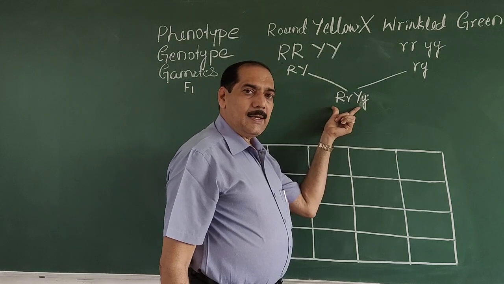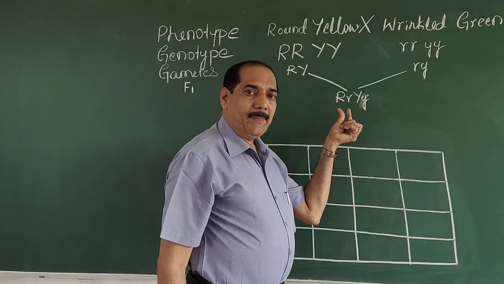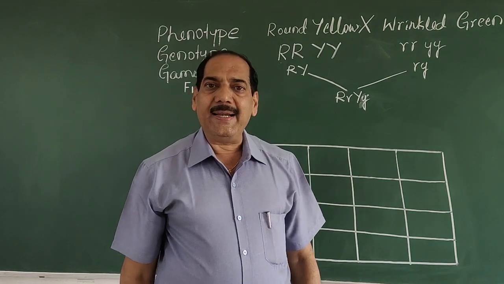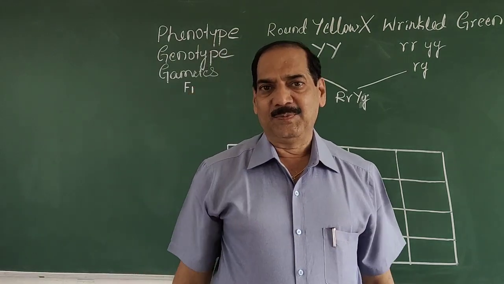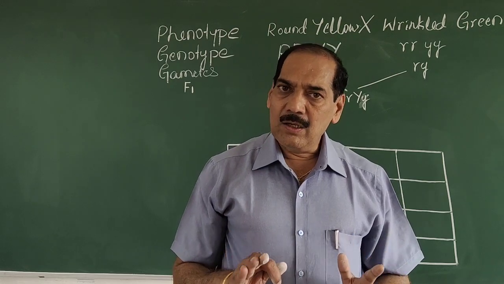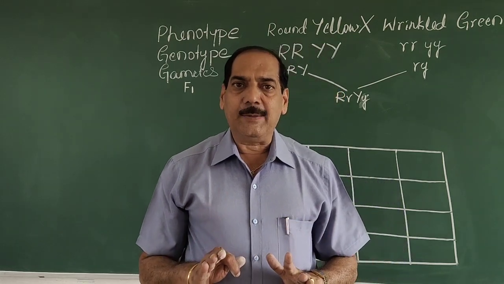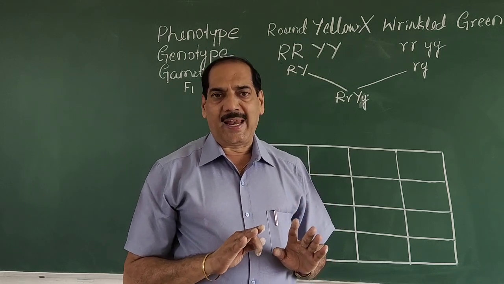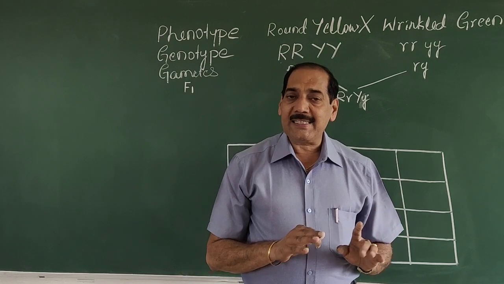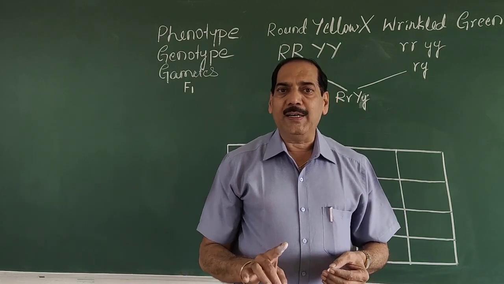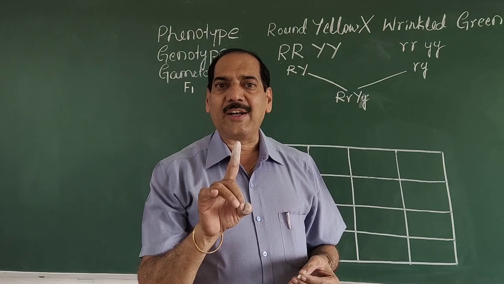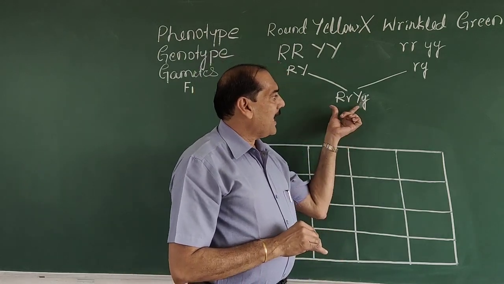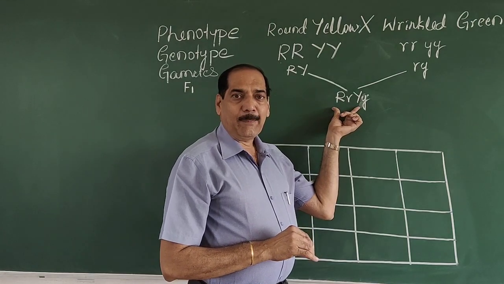See here, this plant is called hybrid. What do you mean by hybrid? Hybrid is an offspring produced by a crossing of two different plants or two animals. They should differ in one or more alternate characters, that we call a hybrid. Here I am calling it a dihybrid.